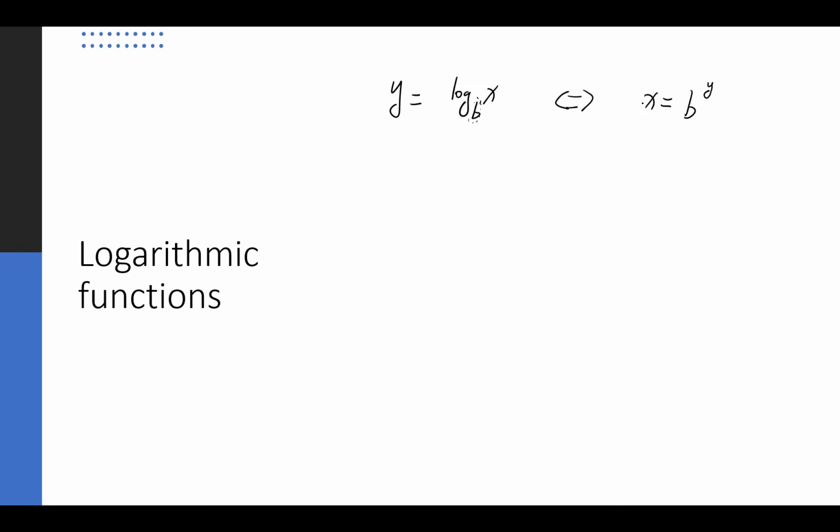Let's look at a few examples. We can do the conversion between logarithmic and exponential form just by using simple rules. For example, log base 5 of 25 is equal to 2. This is equivalent to 25 equals 5 to the power of 2. So this is just common sense.